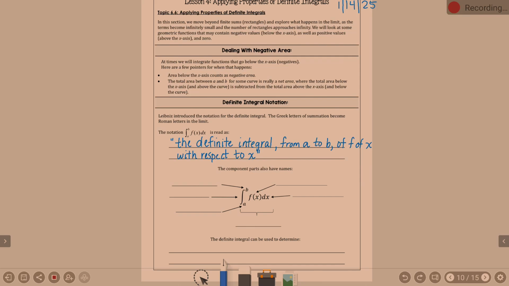We've got some names here to fill in. This curvy sign is our integral sign. There might be a fancier name for it too, but integral sign is what we usually refer to it as. The A and the B. The A is your lower limit of integration, and when we read it, that's what we read first. And then your B is the upper limit of integration. You're going from lower limit to upper limit.